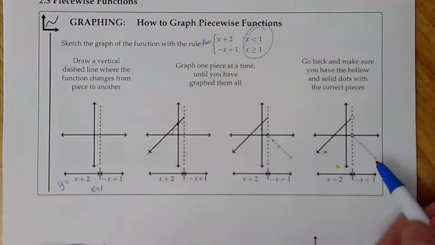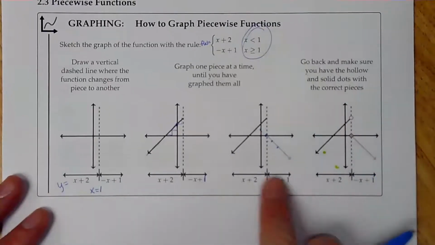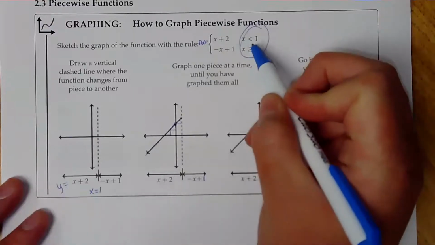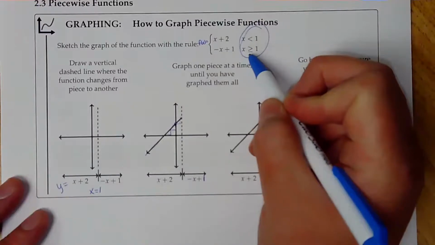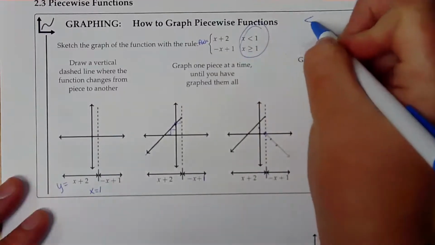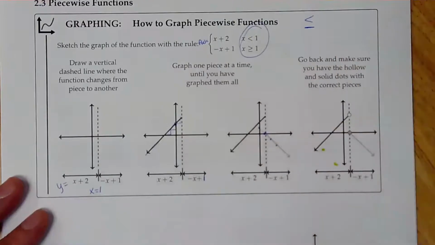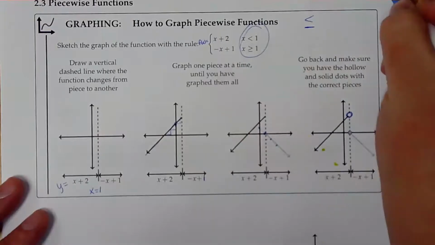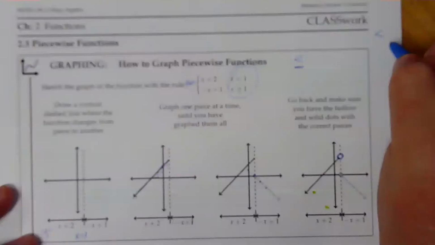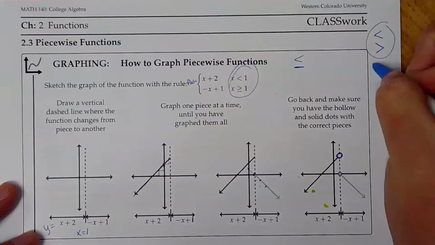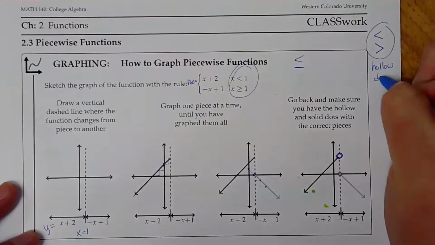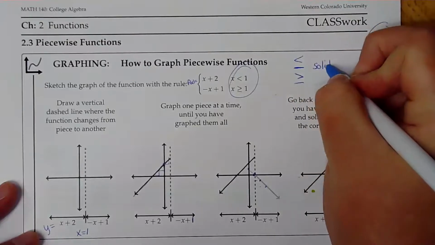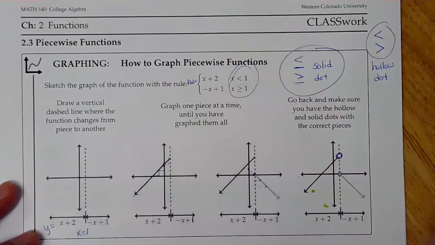Okay, and then there's a last step here. So once you have those on there, the last step is to figure out what's going on with this strictly less than or greater than or equal to. So if there is not a little equal sign underneath the less than or greater than, you're going to put a hollow dot. Okay? So if you have either less than or greater than, these get a hollow dot. And if you have less than or equal to or greater than or equal to, these get a solid dot.